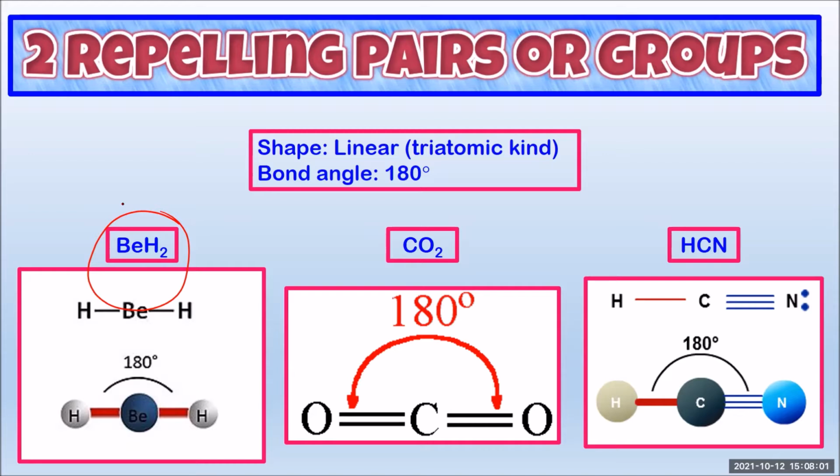There are some law-abiding molecules that also have this shape due to their octet being made with double or triple bonds. A double or triple bond only counts as one repelling group, so in carbon dioxide the 2 double bonds repel and create a 180 degree bond angle. In hydrogen cyanide, a single bond and a triple bond repel to create the linear shape.